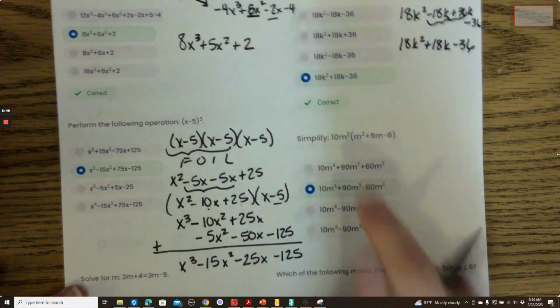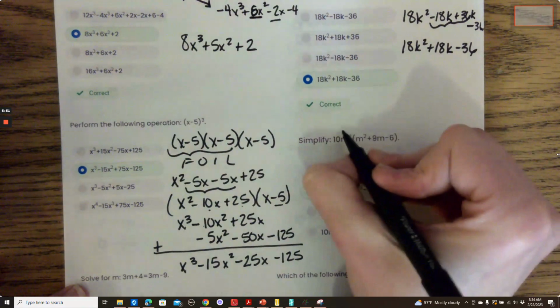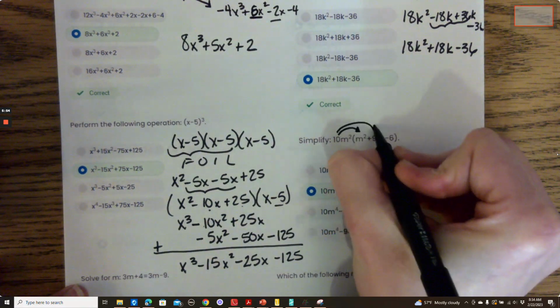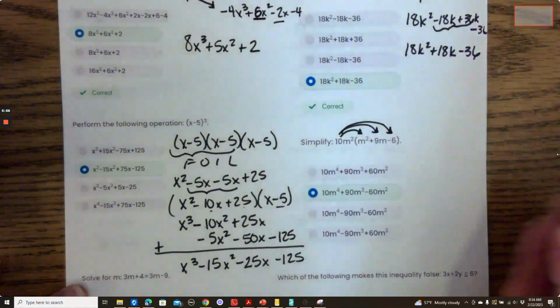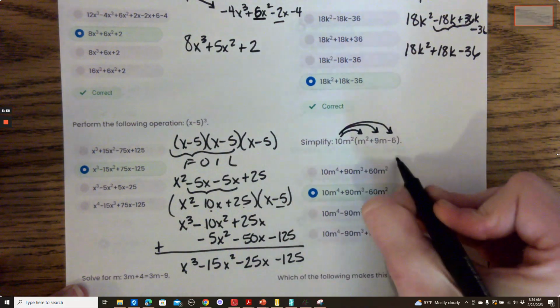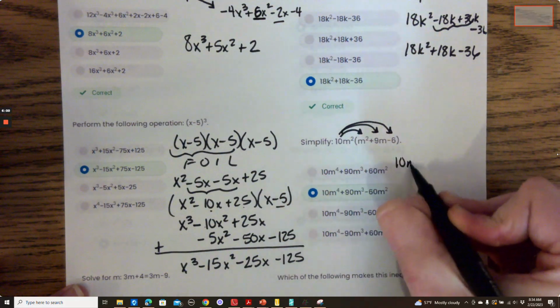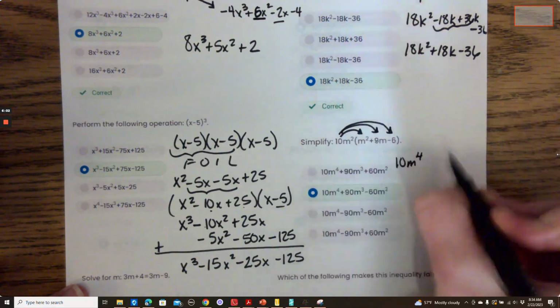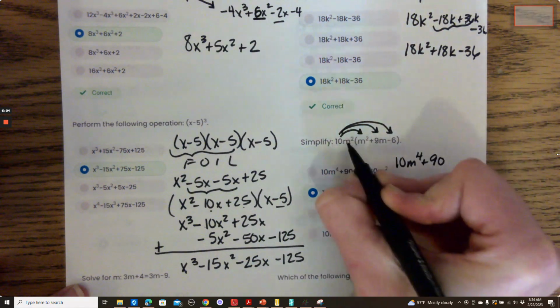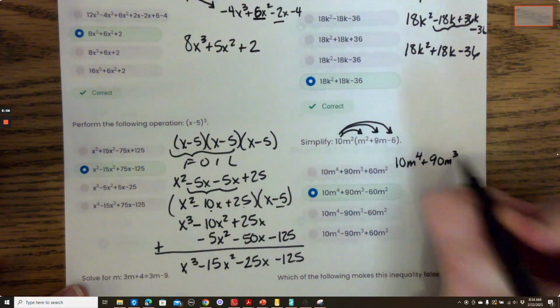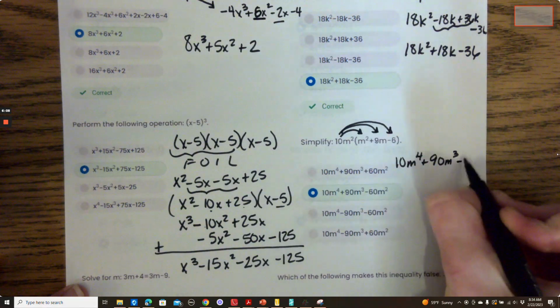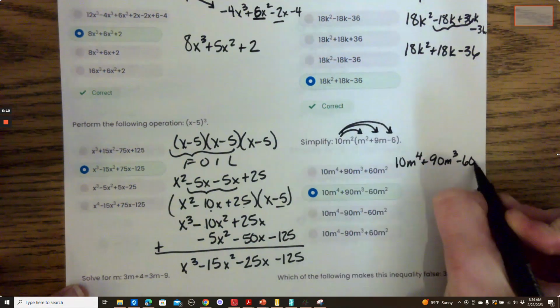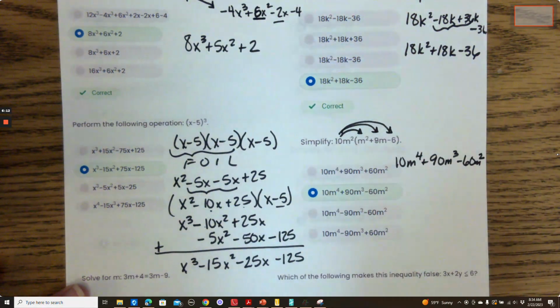Okay. This one is distribute. You can distribute the 10m squared across everything. You just multiply by each term. So 10m squared times m squared is m to the 4th. 10 times 9 is 90. M squared times m is m cubed. 10 times negative 6 is negative 60. And just keep the m squared.